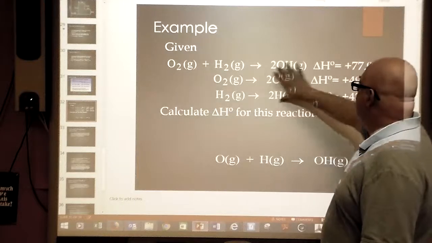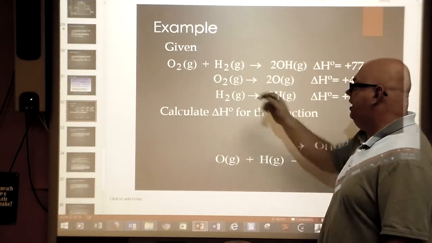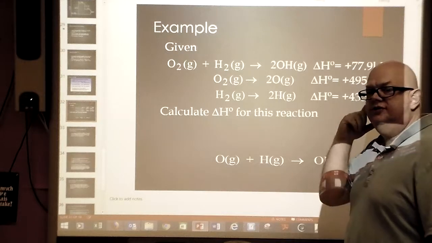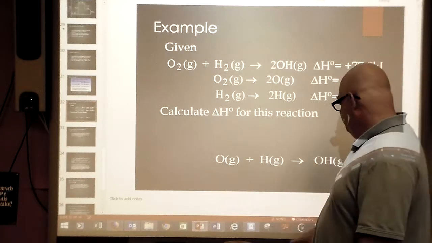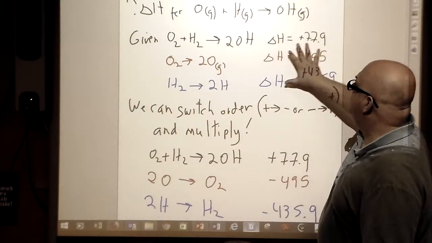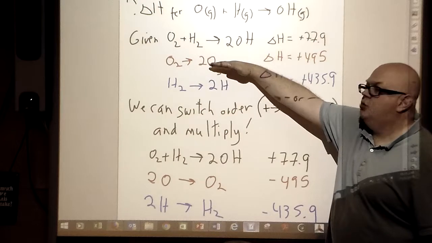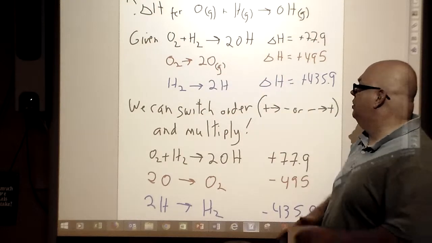So this is the information we're given. We've got these different steps that are happening, and we're going to calculate our delta H0 for this reaction. So let's switch out. So I have my information here. Notice I did it in black, red, and blue, so you can see where it's coming.